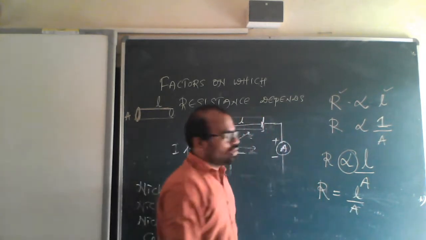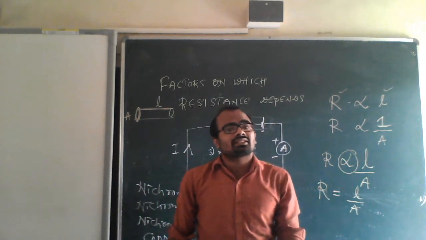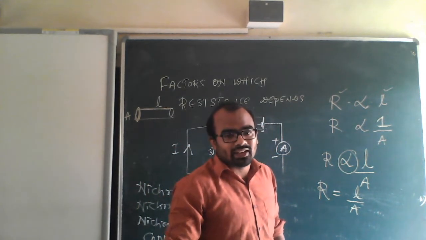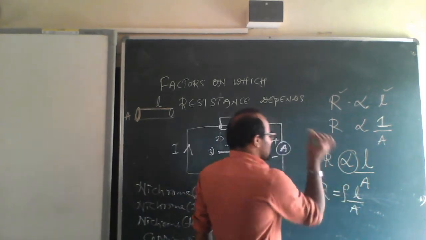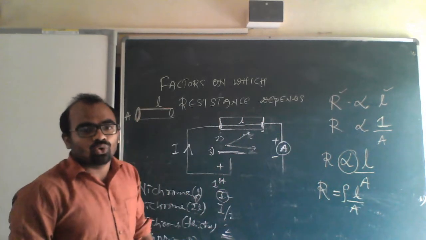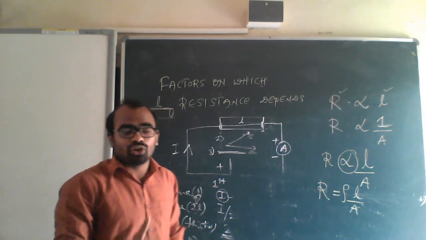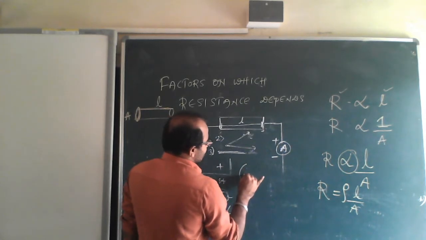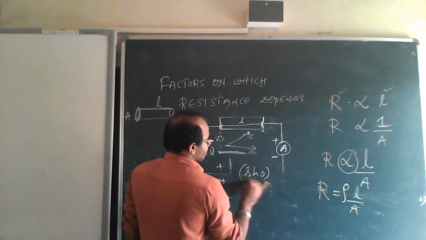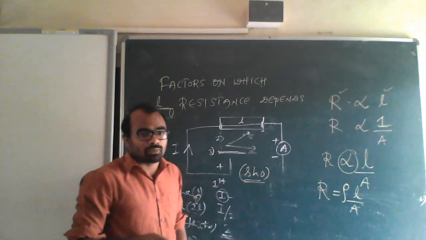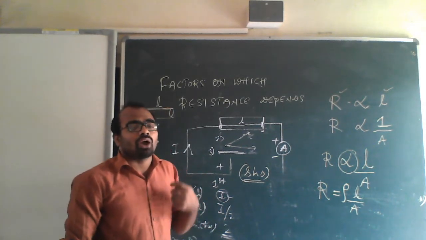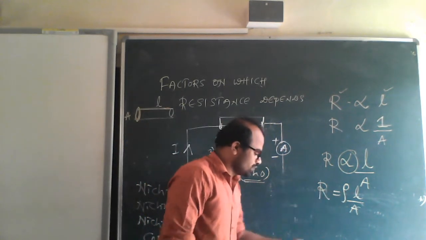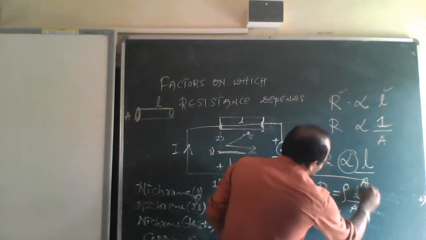But as I have told, when the proportional symbol is replaced by the equal to symbol, there must be a constant on the right hand side. So here the constant will come, we call it rho. R equal to rho into L by A. Note this down please. This is called rho, R-H-O. You should not write it, it is just for pronunciation purpose. R equal to rho into L by A. This is a very important formula.